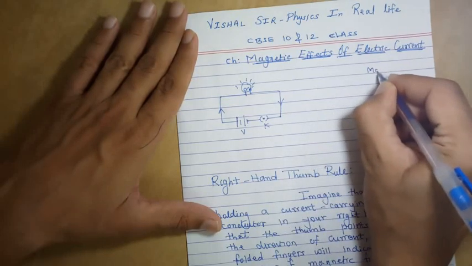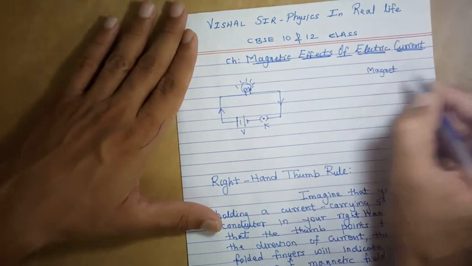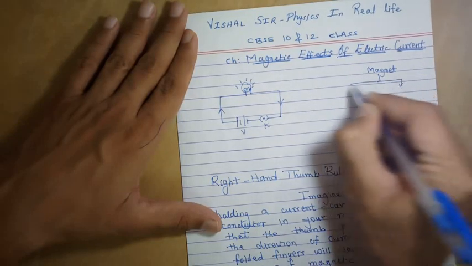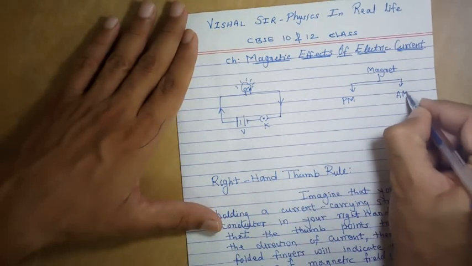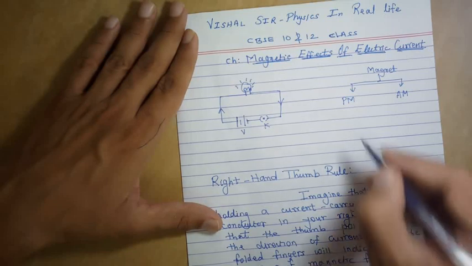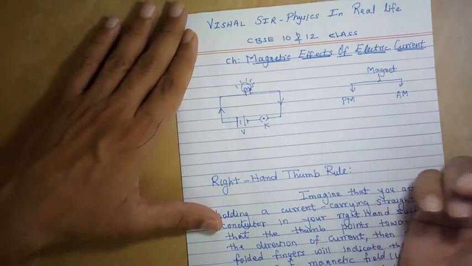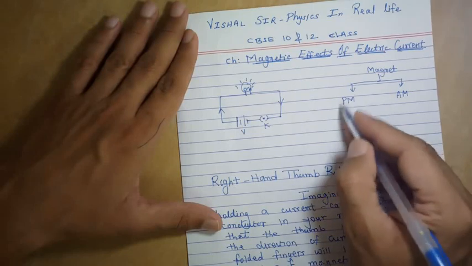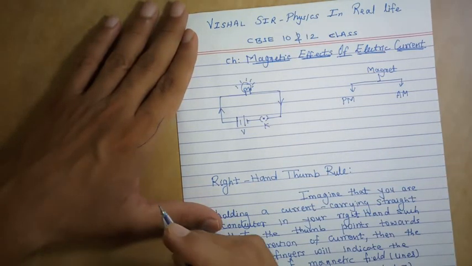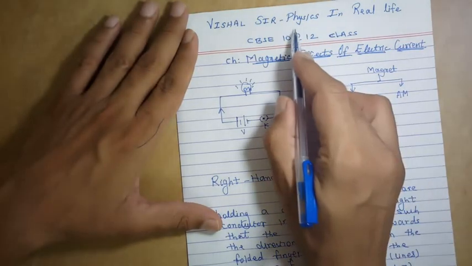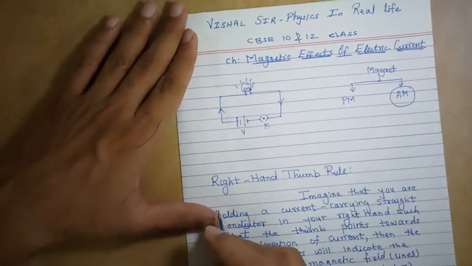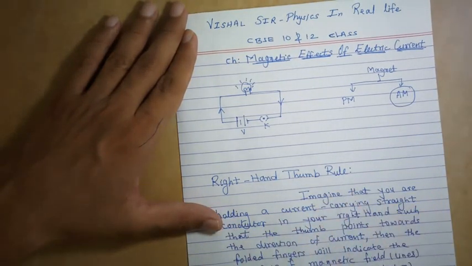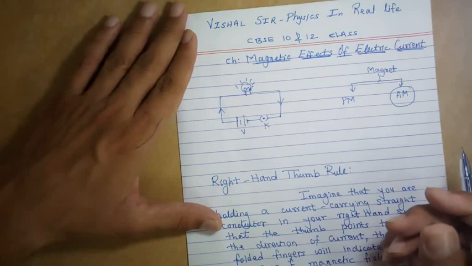As you know, there are two types of magnet: one is called a permanent magnet, another is called an artificial magnet. A bar magnet is an example of a permanent magnet. There are a few applications in daily life. But in real life, as in Physics in Real Life by Vishal Sir, the artificial magnet has a lot of applications. Now how is an artificial magnet produced? How is an artificial magnet obtained? Let us see one by one.